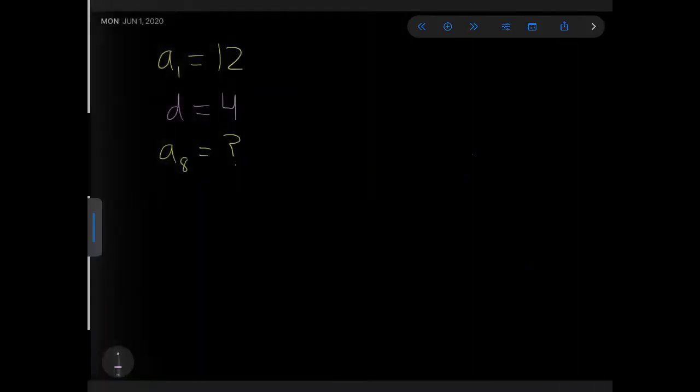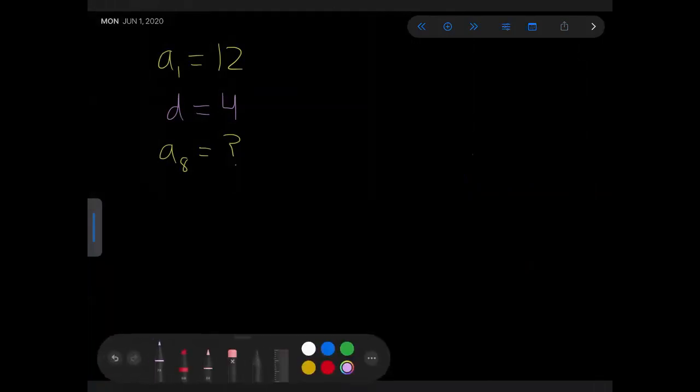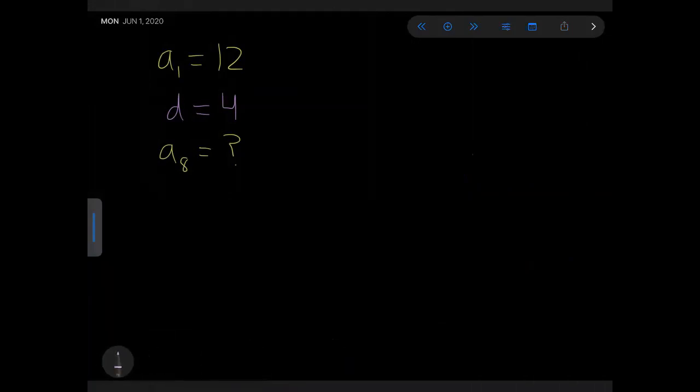Now let's go over a problem that comes up when dealing with arithmetic sequences. If our first term is 12 and our common difference is 4, what is our 8th term?